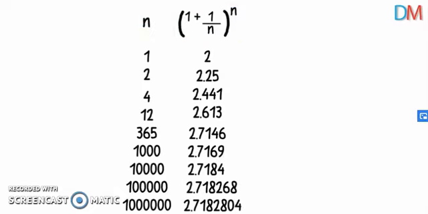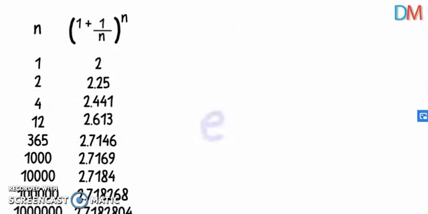Okay, here are a few more calculations. The number of time periods here is 1 million. Notice that the return improved. Yes, but they converge around a value which is approximately equal to 2.718. And that is your beloved E. We can't get infinite money after all.